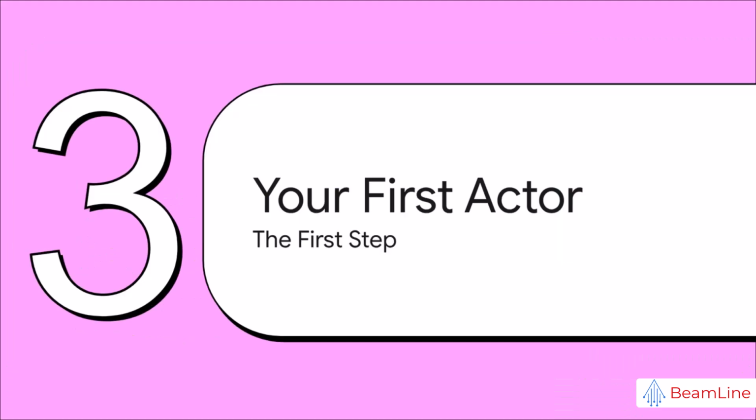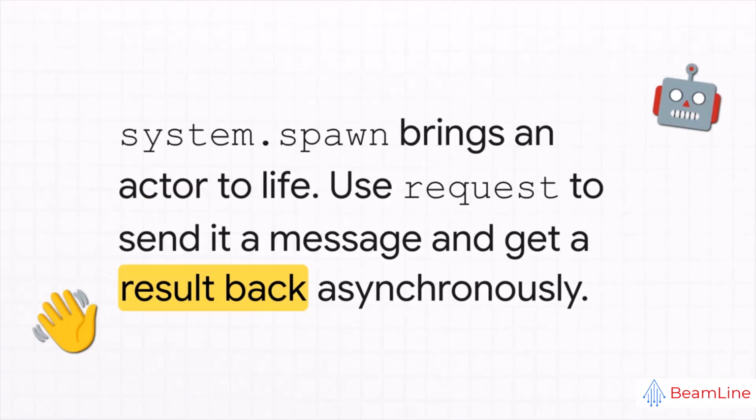Okay, that's enough theory. The best way to really get this is to see it in action. So let's look at some actual code. You're going to be surprised how little it takes to get your first actor up and running. Check out this little snippet. First, we define the actor's behavior. In this case, it's just a simple lambda function that takes a string and returns a nice greeting. Pretty simple. Next, we use system.spawn to bring that actor to life. And finally, we send it a message with request.